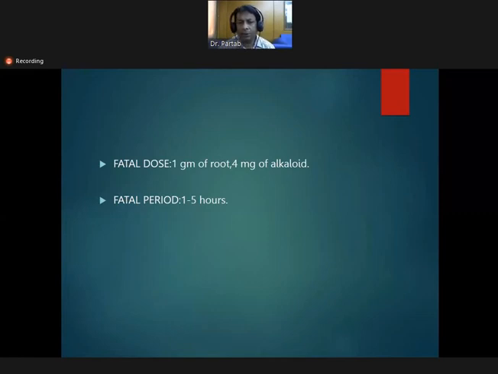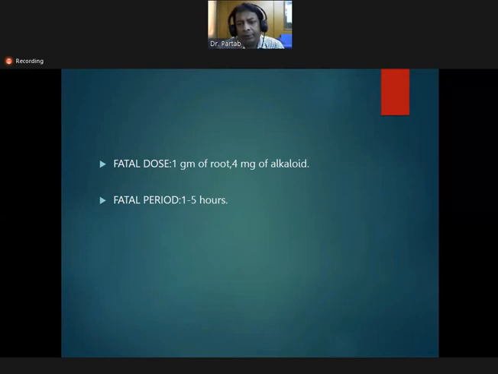The fatal dose, the dose which can lead to death, is 1 gram of the root or 4 milligram of the pure alkaloid of the aconite. The fatal period in which death can occur is 1 to 5 hours. Early hours are very lethal.